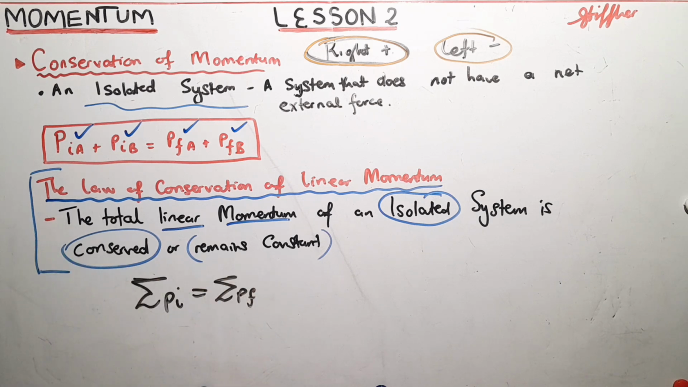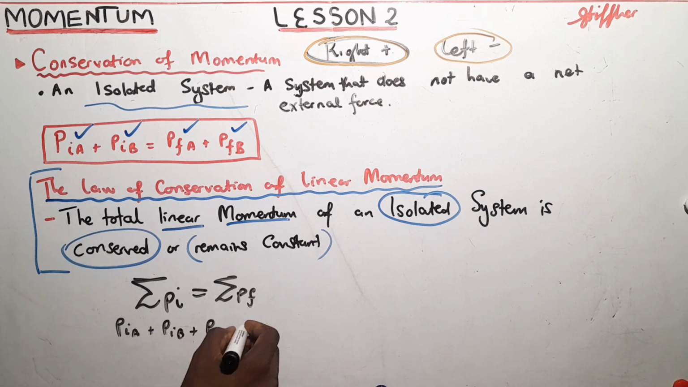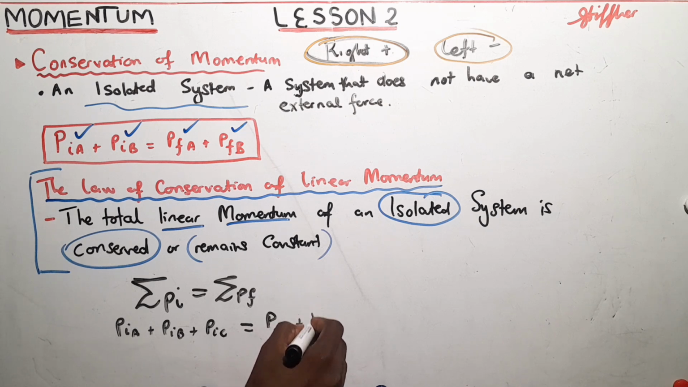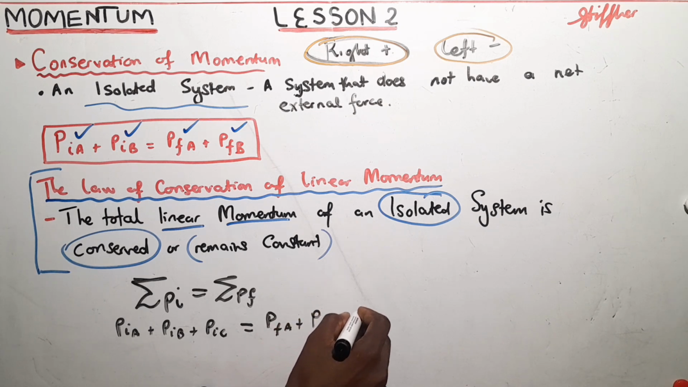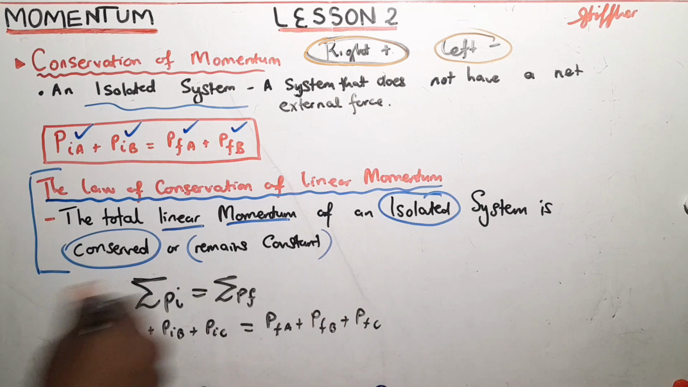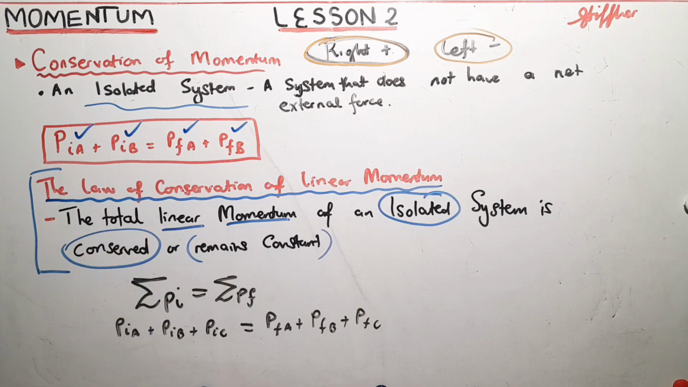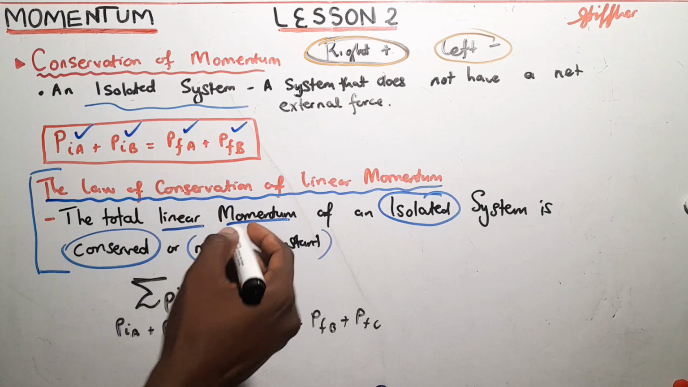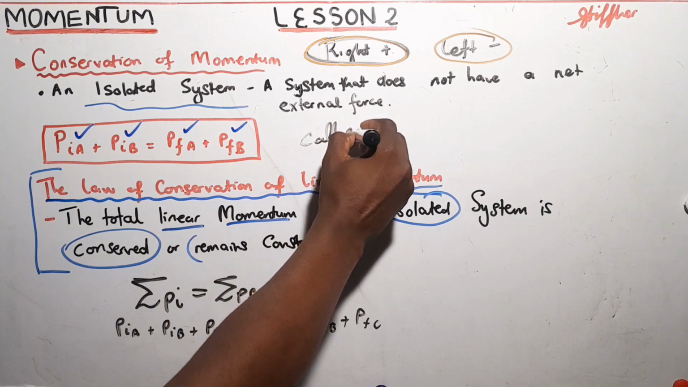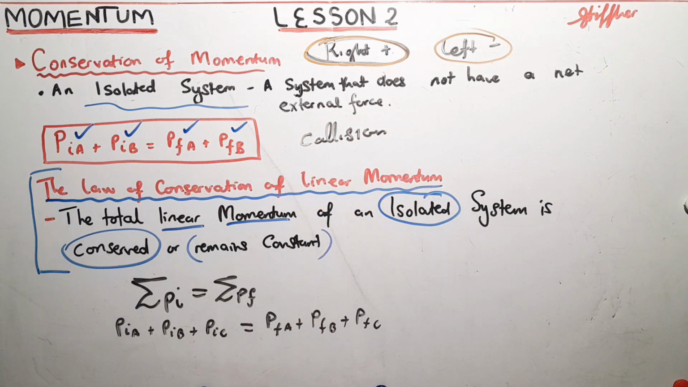Even if there are three objects, so we say initial momentum of body A plus initial momentum of body B plus initial momentum of body C will be equal to the final momentum of body A plus final momentum of body B plus final momentum of body C, regardless of how many objects are involved in a collision. No matter how many objects are involved in a collision, all we know is that the total linear momentum of that isolated system will be conserved.